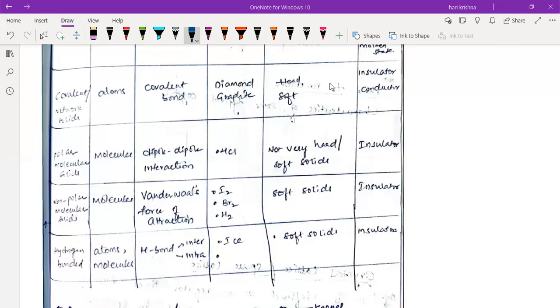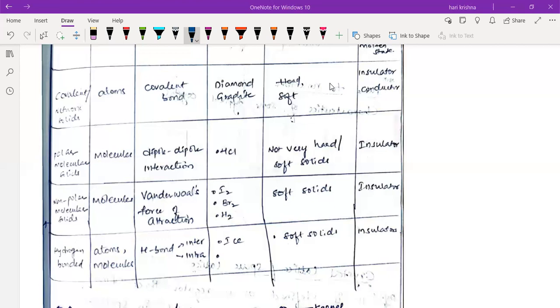Generally, these polar molecules come under covalent compounds only. Covalent compounds have weak intermolecular forces of attraction, so they are not very hard. So they are called soft solids. And covalent bond means what? Mutual sharing of valence electrons, right? So there are no ions at all, so they will act as insulators. There are no free electrons, no free ions. So polar molecules, non-polar molecules, hydrogen bonded molecules, all will act as insulators only.